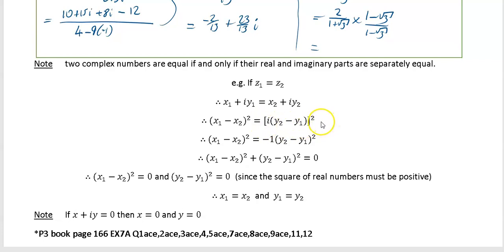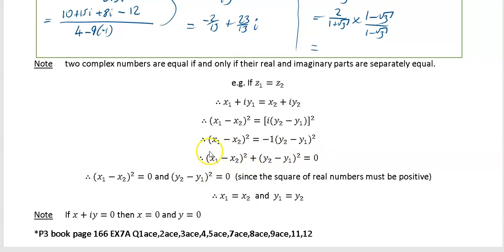And then what they're doing is just squaring both sides. The reason they're squaring both sides is just to get rid of the i's in this. So square both sides: (x1 minus x2) all squared is equal to minus 1 times (y2 minus y1) all squared. And then bring it all to one side. You're going to have (x1 minus x2) squared plus (y2 minus y1) squared is equal to 0. So you have something squared plus something else squared is equal to 0, and that's very important.